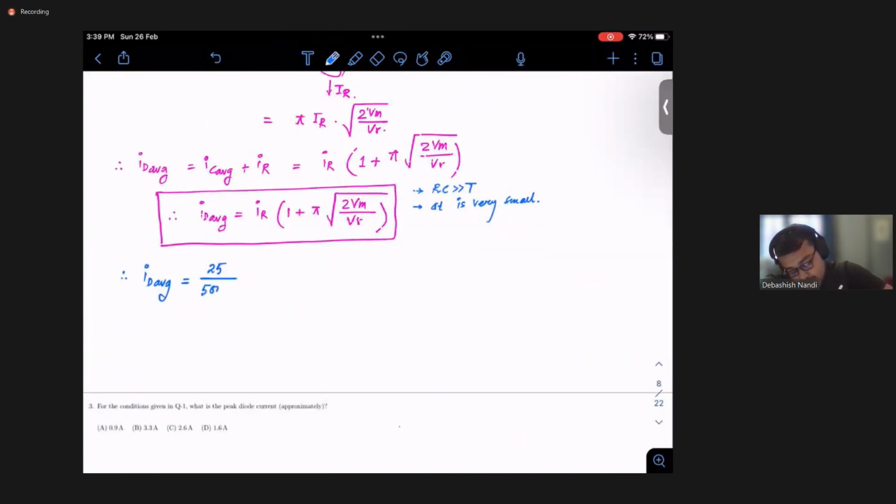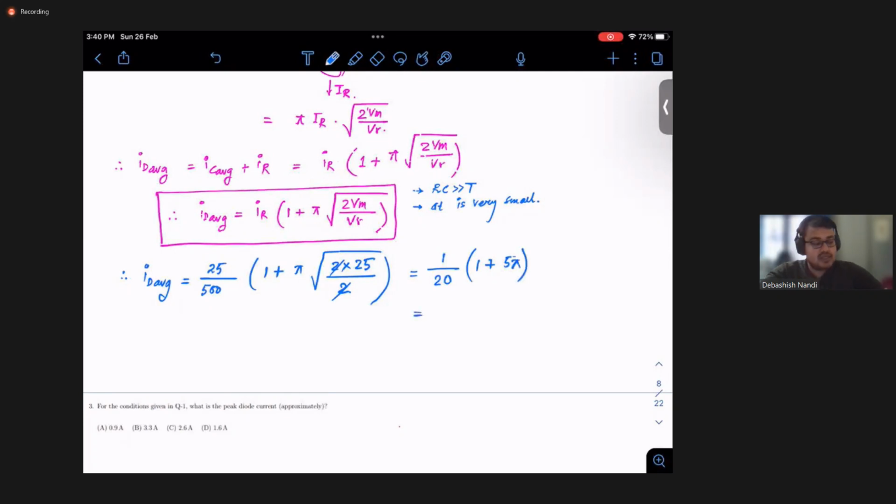So 500 ohms into 1 plus pi root over 2 into 25 over, this is 5, not 5. What is your VR? Your VR is 2 volt, right? So this cancels. So it becomes 1 by 20, 1 plus 5 pi. And if we calculate it, 5 pi plus 1 divided by 20, it becomes 0.835 ampere. Okay, this is your answer.